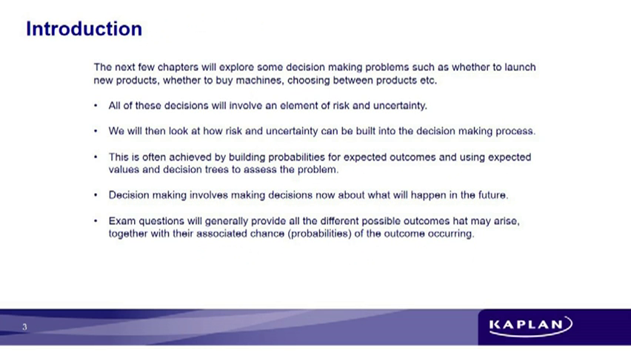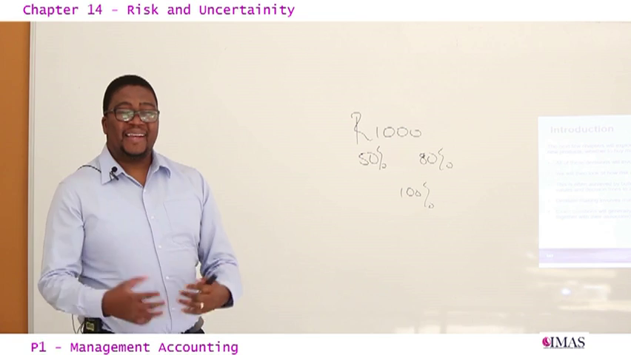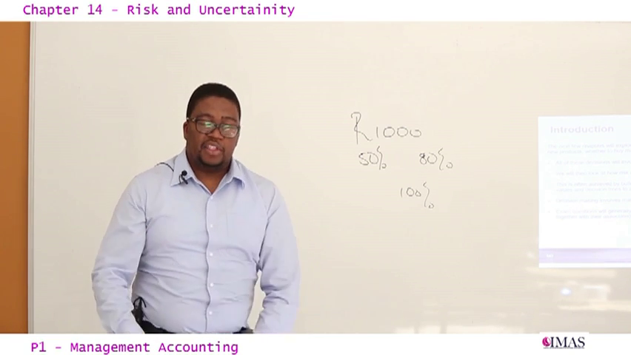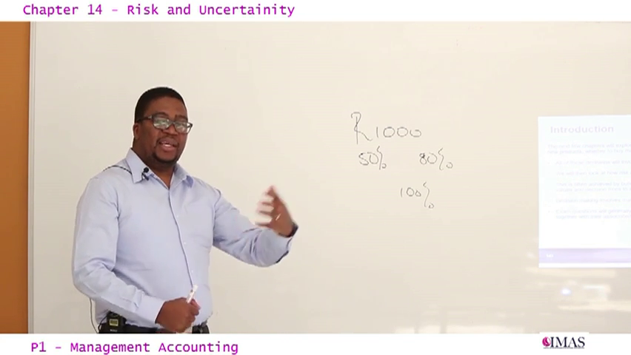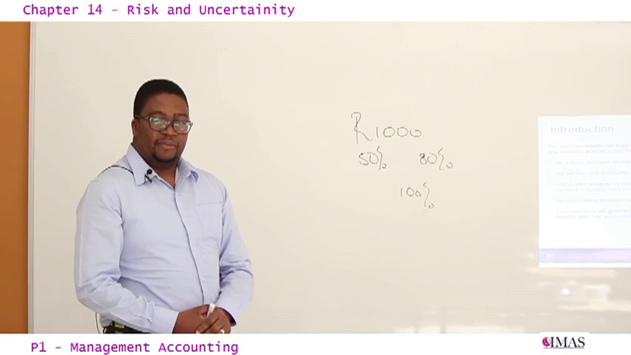If we reflect on the introduction, it provides us with the content and the context in which we'll be looking at risk and uncertainty. The next few chapters will explore some decision-making problems, such as whether to launch new products, whether to buy a machine, or choosing between products. We've already explored some of these elements in chapter 6, where we asked, do we source a product or a component externally, or do we make it internally?